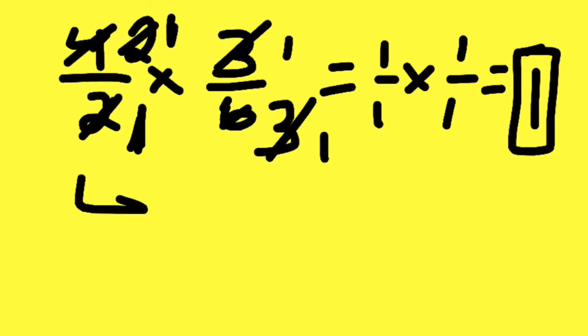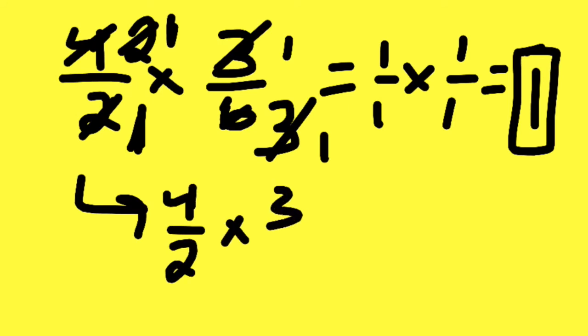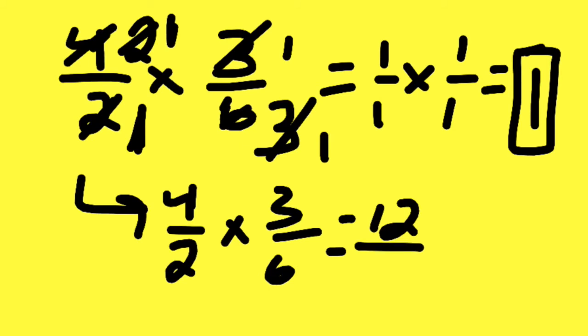So you can do it the other way. You can do 4 over 2 times 3 over 6. You can multiply the top and you can multiply the bottom together. So you can do 4 times 3, which is equal to 12, and you can do 2 times 6, which is equal to 12.